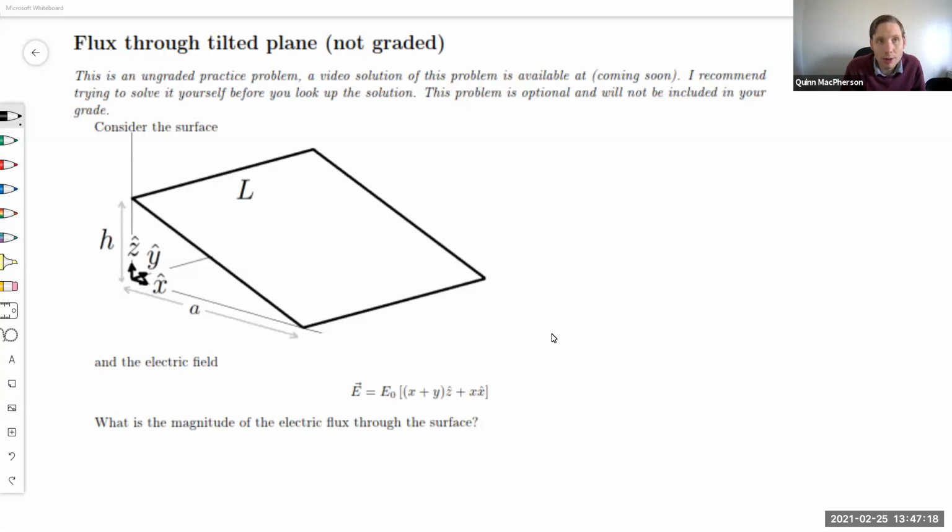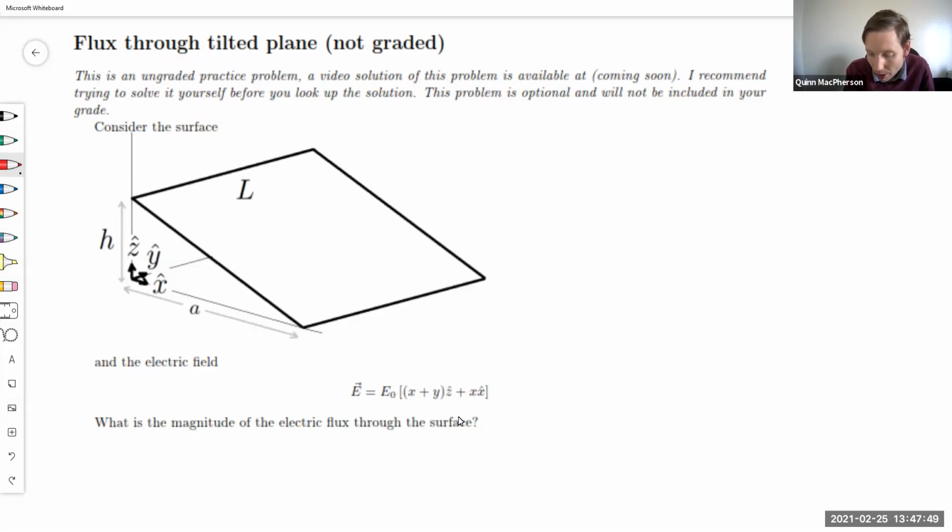Hello, in this video, I'm going to show how to solve this problem involving an electric field and a square surface. Okay, so we're trying to find the electric field through this rectangular surface that's length L and intersects the z-axis at H, and it intersects the x-axis at A. The electric field is written right here.